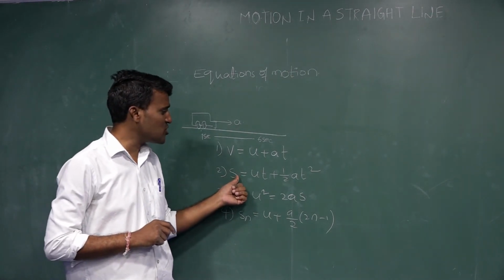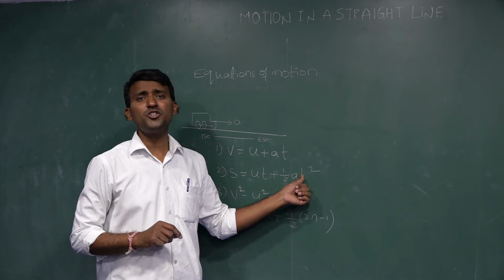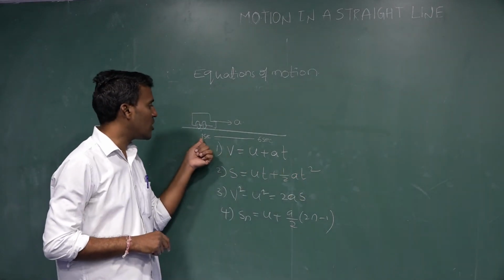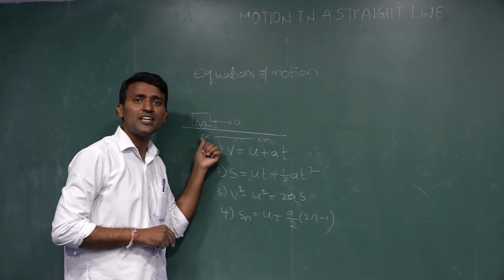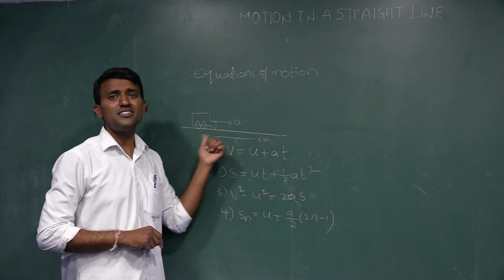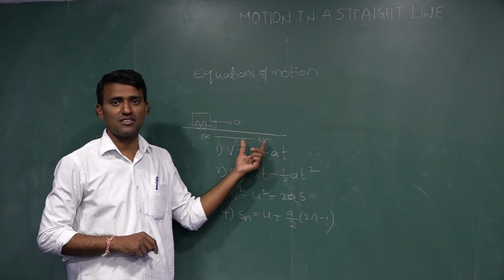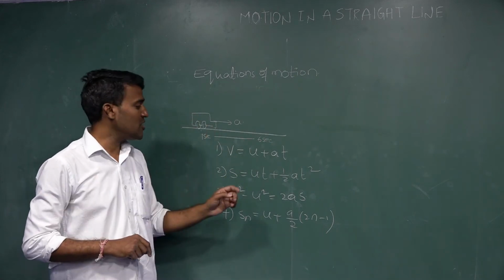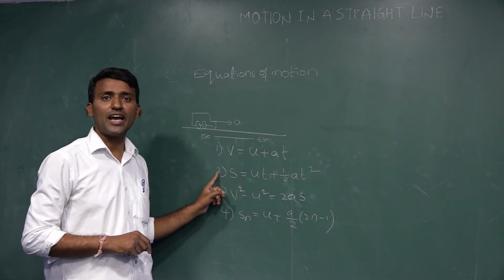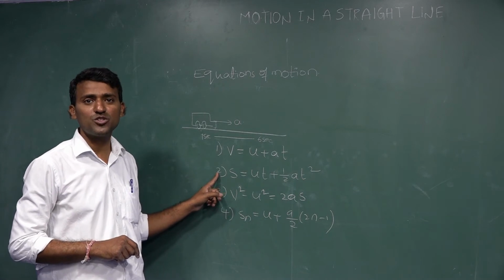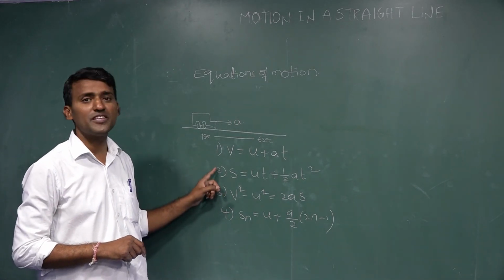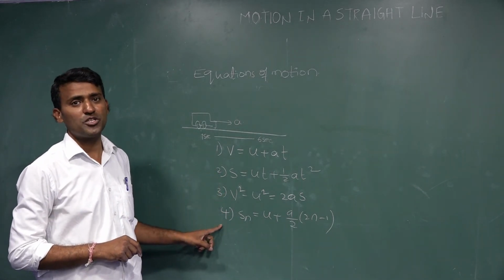And the second equation of motion deals with the duration of time. See here, I told you the particle is traveling from 1 second to 6 seconds. What is the distance traveled by the vehicle in 6 seconds? We can calculate that by using the second equation of motion. That is the difference between the second and 4th equation, isn't it?